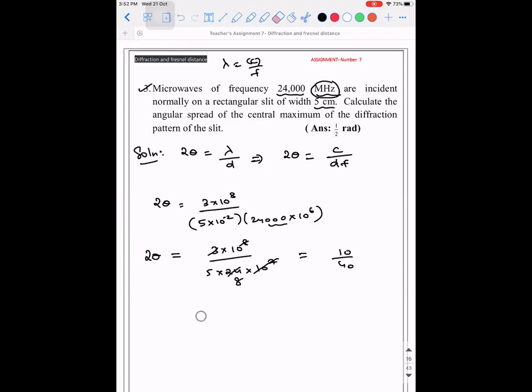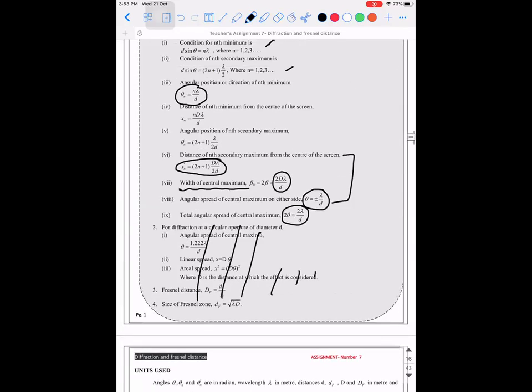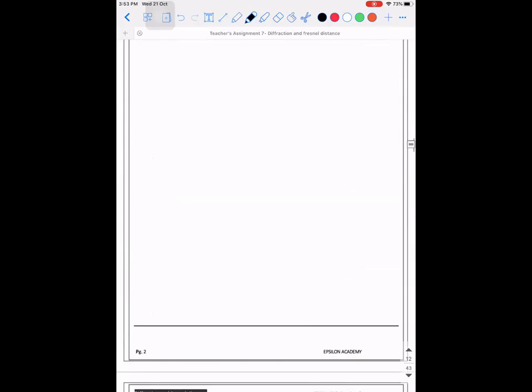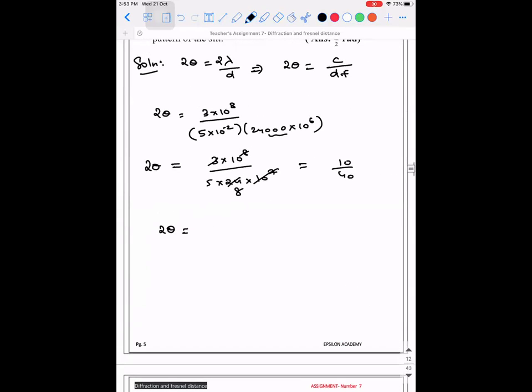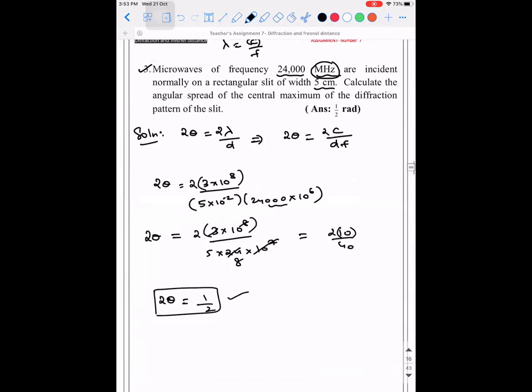But still it is not coming as half radian. They've asked the angular width of the central maximum. So 2 theta is equal to, what else is missing? Oh, sorry. 2 theta is equal to 2 times lambda by d, no? I forgot a 2. So this should get multiplied with 2. There will be a 2 here. So 2 theta will be equal to half. So half radian is the answer.